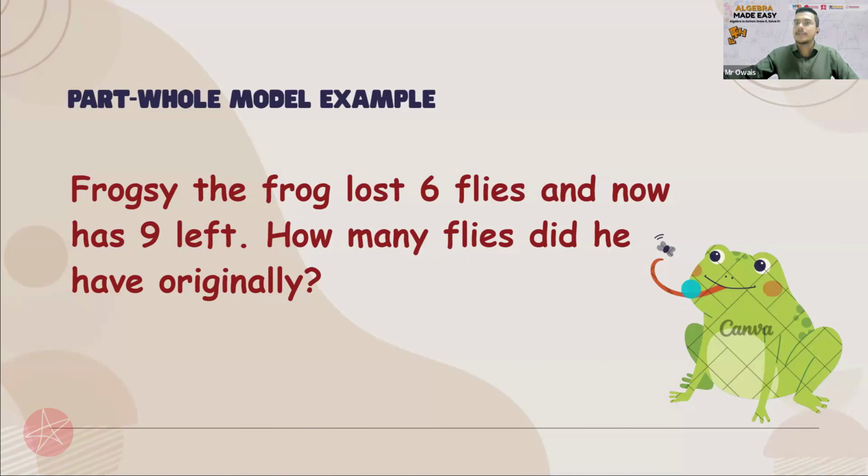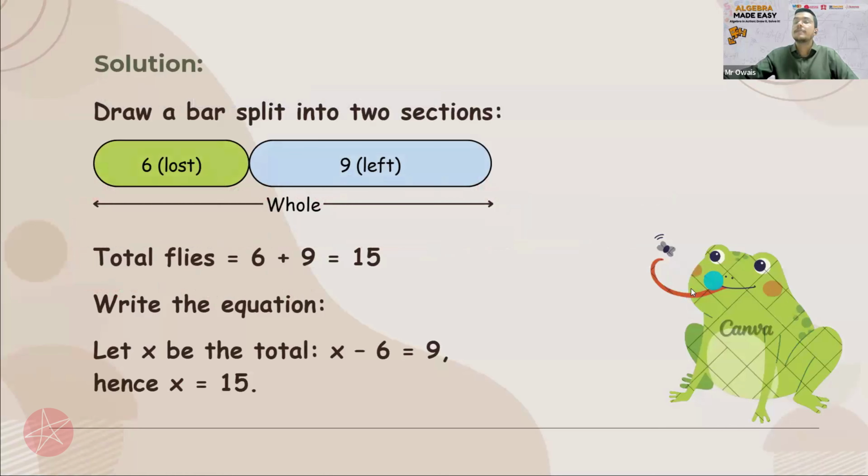So let's see the solution here. By the way, you are actually right. We do have to plus, but why? Let's see why we have to plus it, okay? So we're going to draw one bar. This one is supposed to be one bar all the way from the start to the end. And that is the whole. Do you guys know what whole means? Whole means the entire thing, right? Whole means how many flies Frogsy the frog had at the beginning. That is something we don't know. So we're going to draw one bar from here all the way to here to represent that.